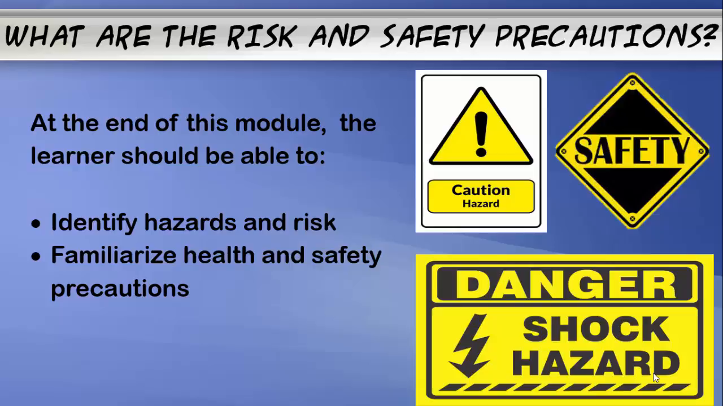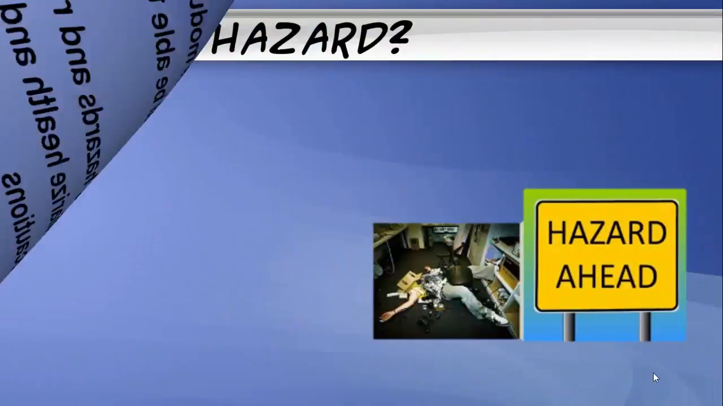In this lesson, we will discuss the risk and safety precautions. So at the end of this module, the learner should be able to first identify hazards and risks, and second is familiarize health and safety precautions.